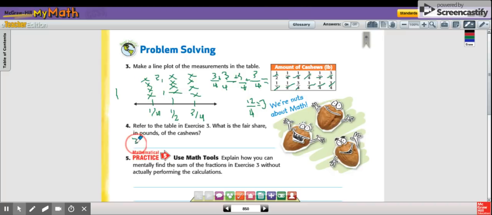So I add 3 plus 2 plus 1, and that equals 6. But that's not all. I have to take that 6 and divide it by the number of fractions we have. There are 1, 2, 3, 4, 5, 6, 7, 8, 9, 10, 11, 12. Put that over 12. And I can simplify that. So the fair share is 1/2 pounds. That is the answer to my problem.